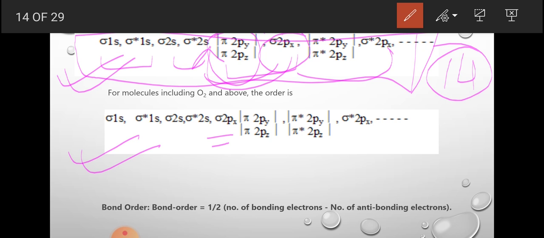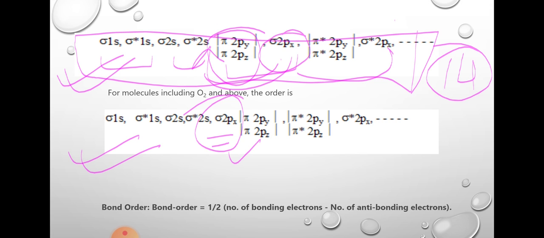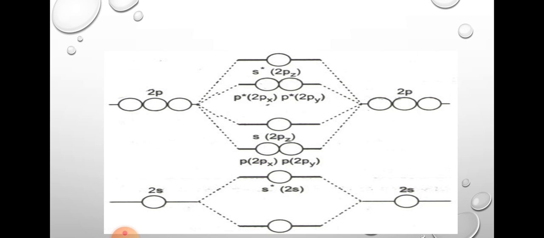And after the 14th electron, what you have to do is this: sigma 2px will come before pi 2py and pi 2pz. This much only you have to do. Now let's see how we have to fill the electrons. Like this we have to make it.